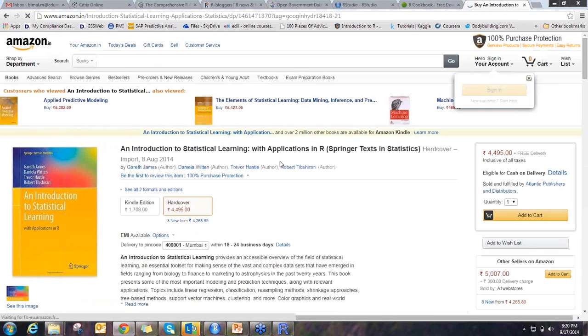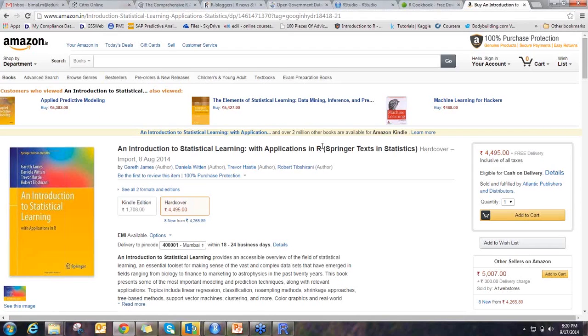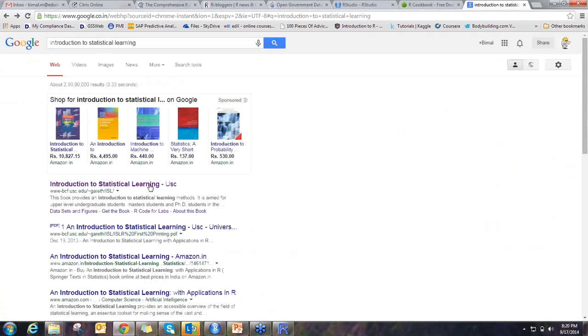If you look at the reviews on Amazon.com, they are really good. Here are 35 reviews, all 5-star reviews. So this is a very good book for a person who wants to begin learning statistics, and that too in R. You can download this book from the authors' website. These authors are masters of statistics, and they have their own website from where you can download it. So this is the website.